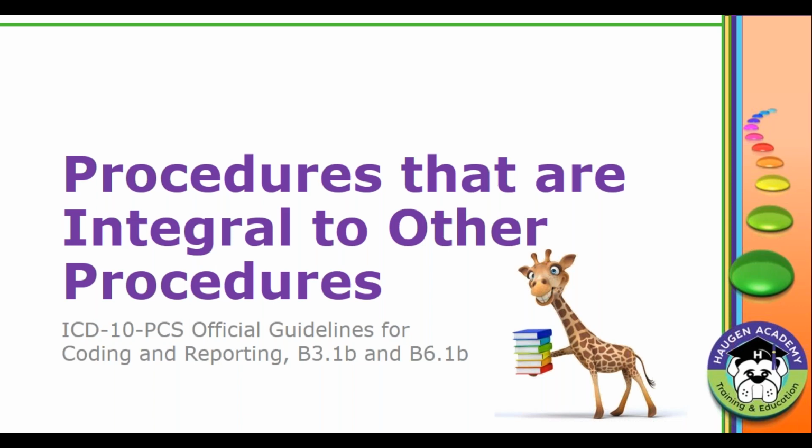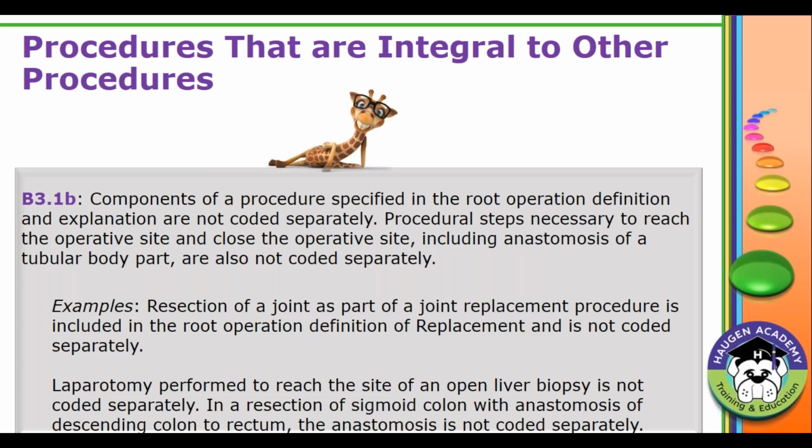I often say, and if you've heard me speak before, you may have heard me say that ICD-10 is from Mars and CPT is from Venus. The two just don't cross. We can't apply the same concepts to ICD-10 as we do to CPT. But we do have specific coding guidelines in PCS that tell us when we can and cannot code procedures out separately. So first of all, first guideline, B3.1b, covers procedures that are integral to other procedures.